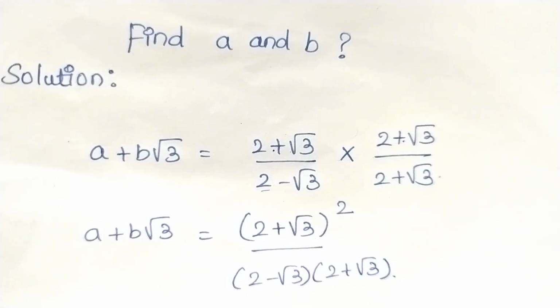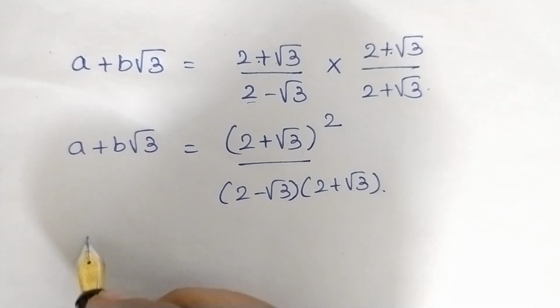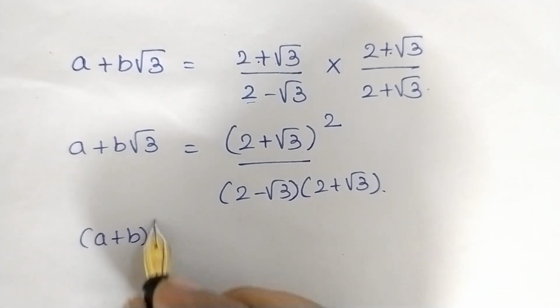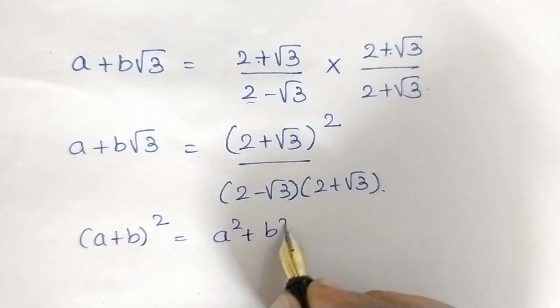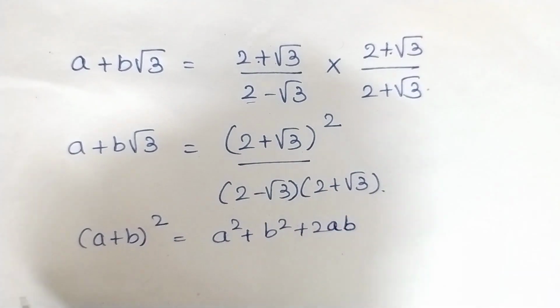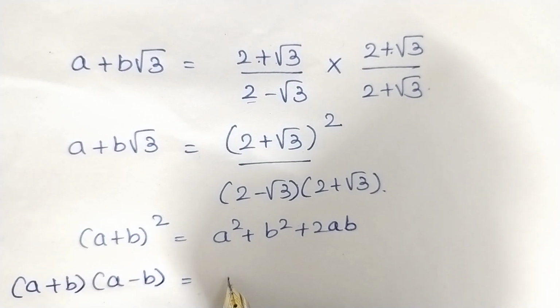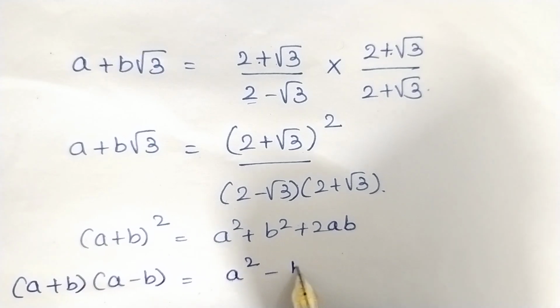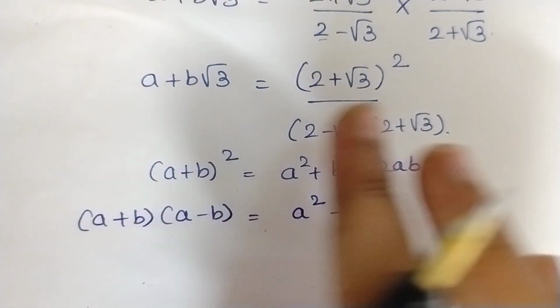Is it? So now the numerator is in the form of (a plus b) the whole square, which is equal to, the formula is, a square plus b square plus 2ab. Okay, now if you see the denominator, this is in the form of (a plus b) multiplied by (a minus b), which is equal to what? a square minus b square. So just apply these two formulas in the above equation.